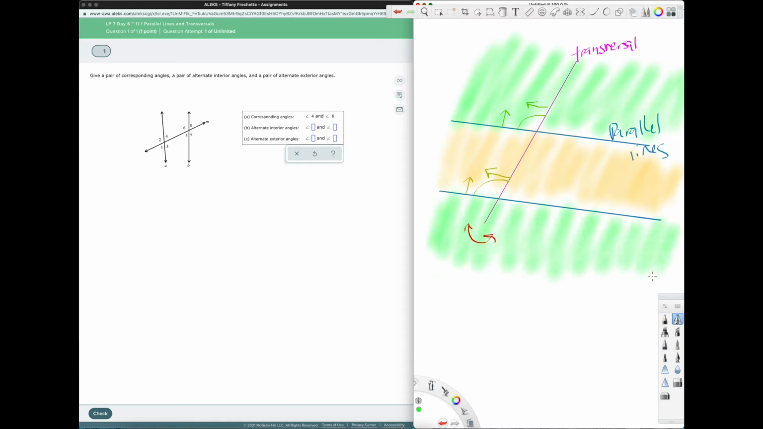So when we're using those words, that's what they mean. Interior is in between the parallel lines. Exterior is outside the parallel lines. So it's just a very cute little visual so we can see very quickly interior, exterior.